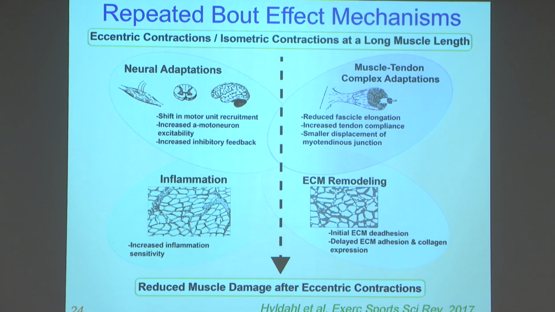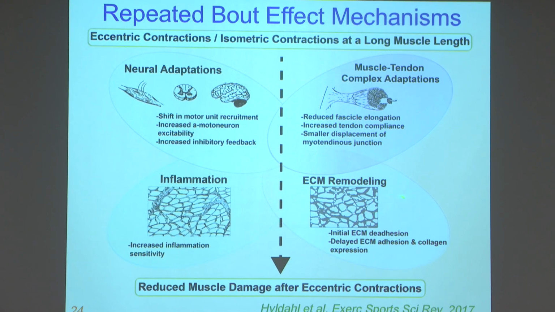So we don't know so much about mechanisms yet, but some neural adaptations, such as shifting the motor unit recruitment, or increased alpha motor neuron excitability, or increased inhibitory feedback could be responsible for this kind of effect, or muscle-tendon behavior changes. For example, we found that after the second bout of eccentric exercise, more stretching occurred in the tendon, and less stretch occurred in the muscle. So this could also be a possible mechanism.